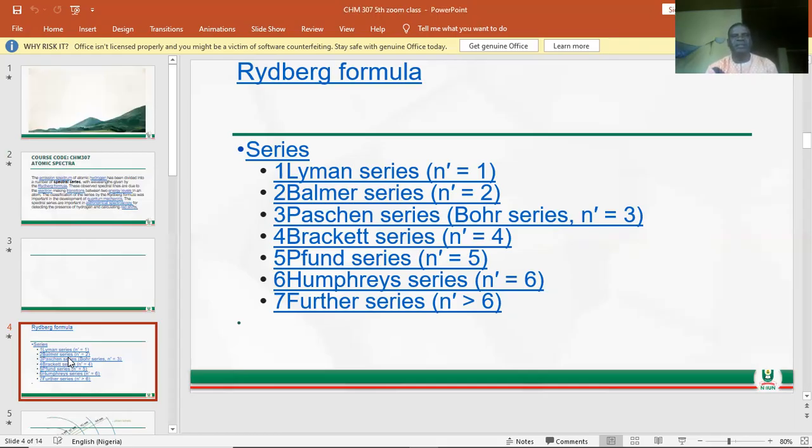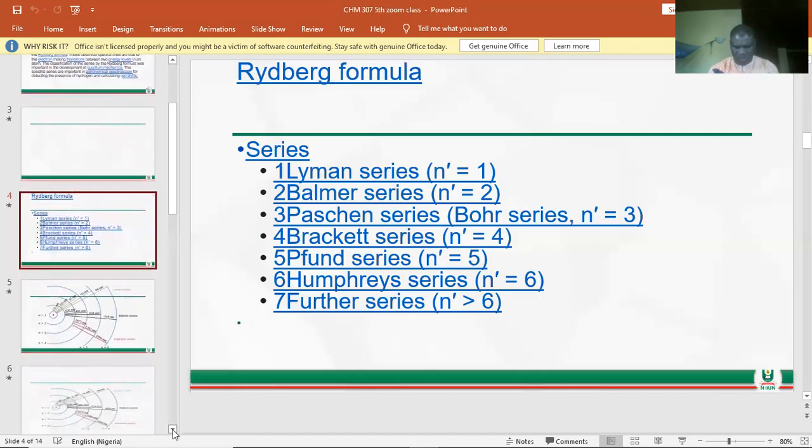Now, when n in the formula I gave you earlier is equal to 1, then that is the Lyman series. If n is equal to 2, it is the Balmer series. If n is equal to 3, it's the Paschen series. And when n is equal to 4, it is the Brackett series. When n is 5, it is the Pfund series. And when n is 6, it is the Humphreys series. And when n is greater than 6, there are further series which we may be able to get to later in due course as we continue with the study.